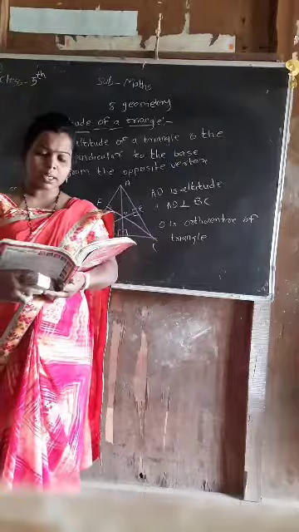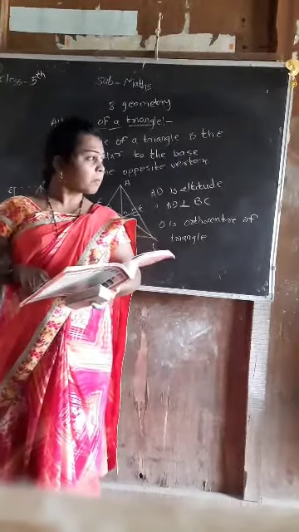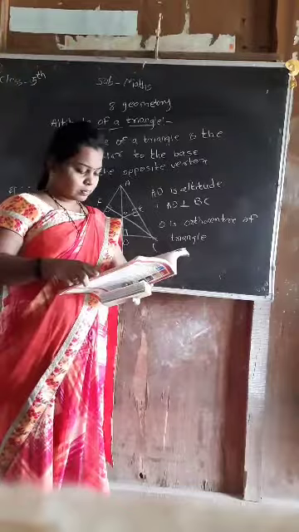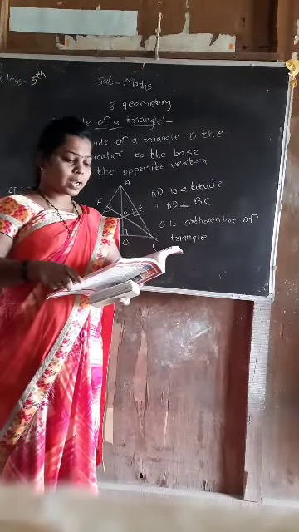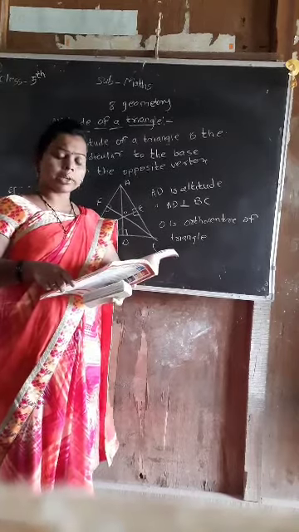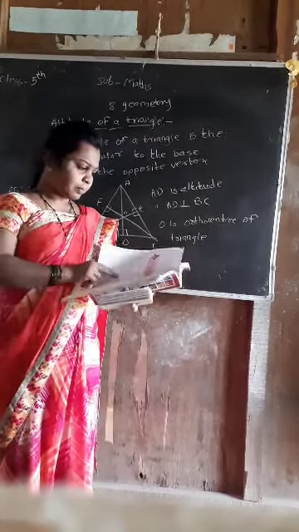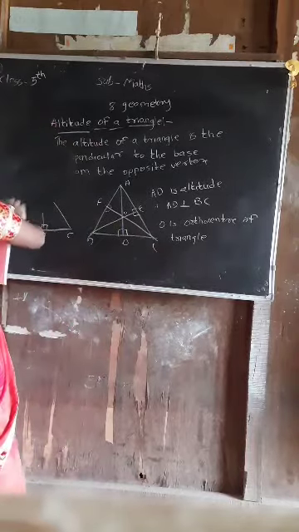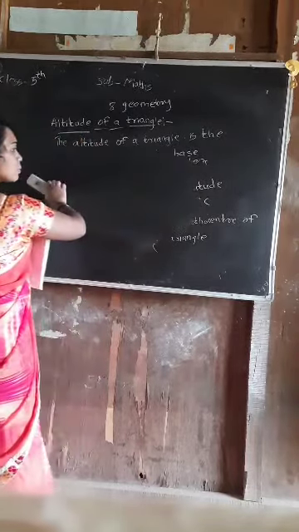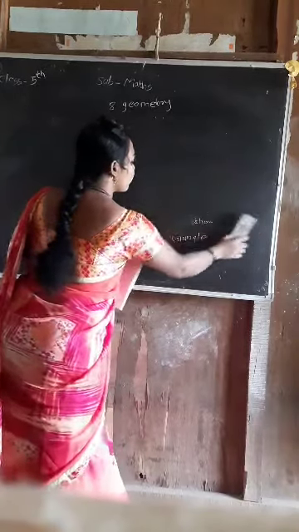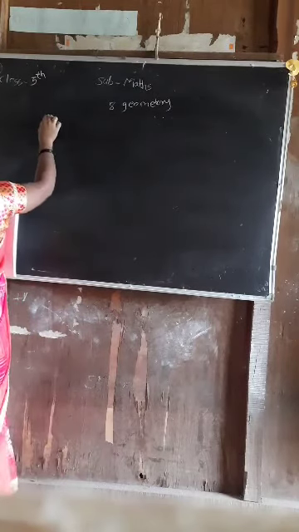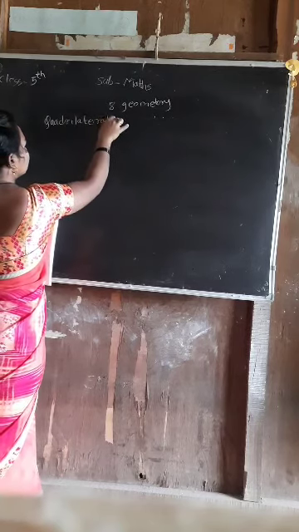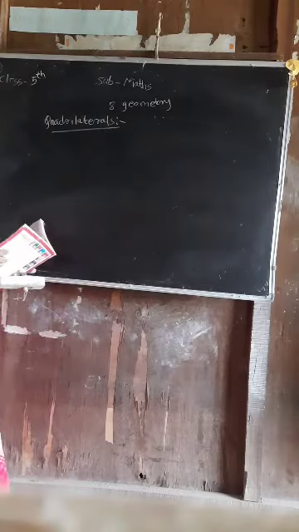Then our next point is exercise 8.3, related examples to types of triangles, that is isosceles triangle, scalene triangle and equilateral triangle. Then our next point is quadrilaterals.